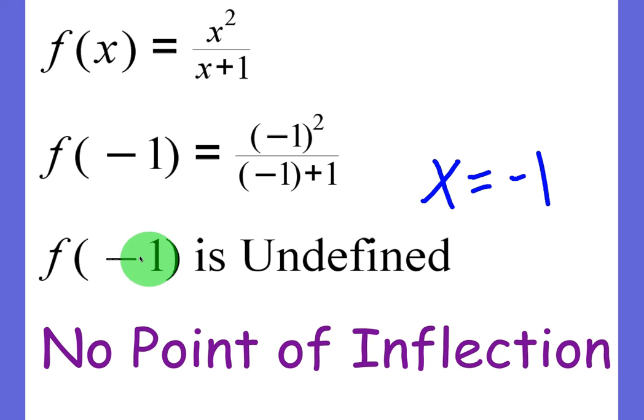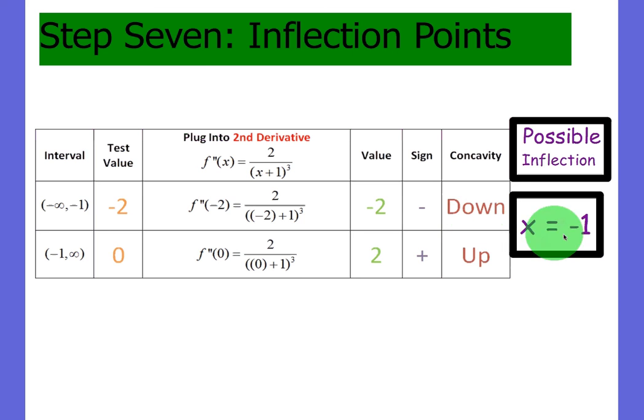Okay, so f of -1 is undefined. Had to fix that. It said f of -2. We know it's undefined already because at x equals -1 we had a vertical asymptote. So yes, the concavity changes there, but it's not a point of inflection. It's going to be an asymptote.